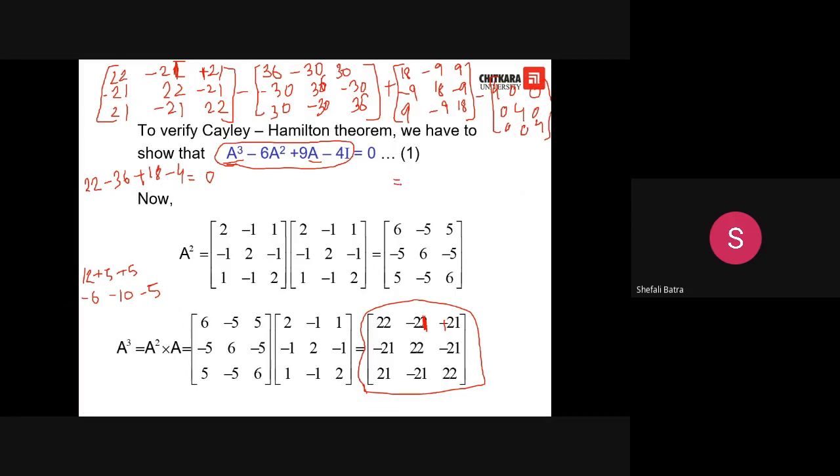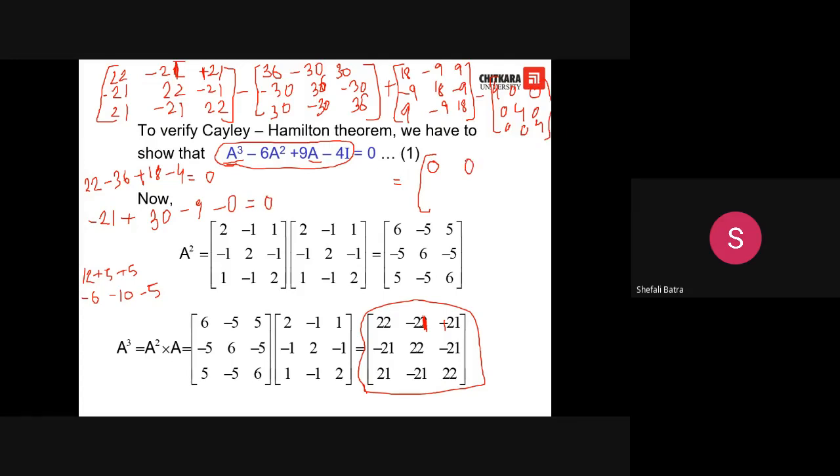So I'm writing here that is equal to, first entry is 0. Now check for the second, minus 21 plus 30 and then minus 9 and then minus 0. That's correct, beta, right? It's minus 30 plus 30, answer would be 0. So this is again 0.